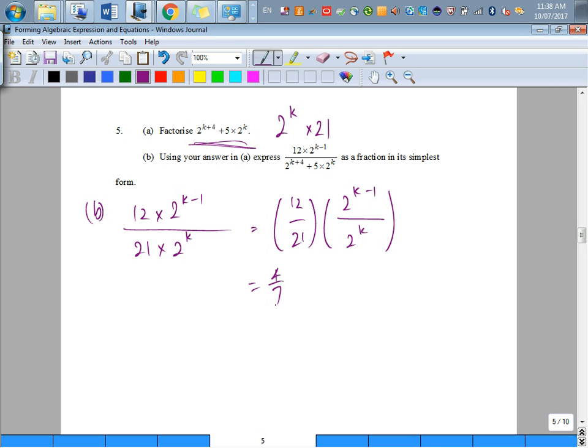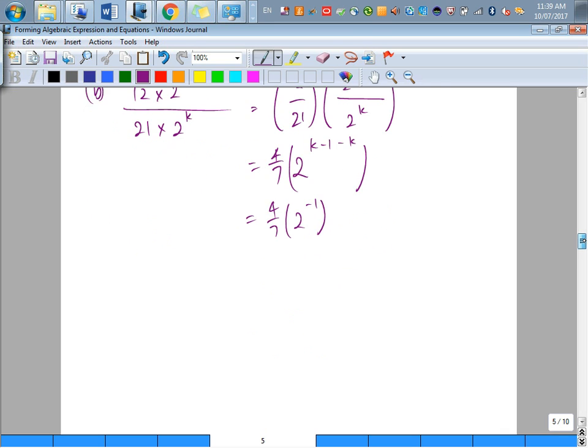Now, over here, you have 2 to the power of k minus 1 in your numerator and 2 to the power of k in your denominator. Our laws of indices tell us that our final answer will be 2 to the power of k minus 1 minus k. Right? So the answer will be 4 over 7 times 2 to the power of negative 1. 2 to the power of negative 1 is just half. So it goes to 4 over 7 times half. Answer will be 2 over 7.